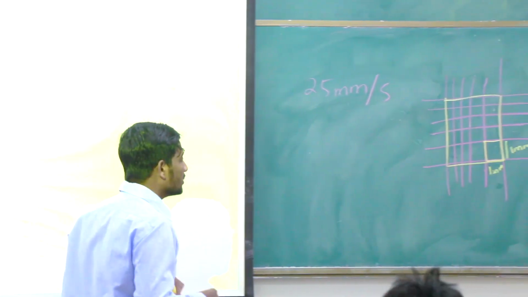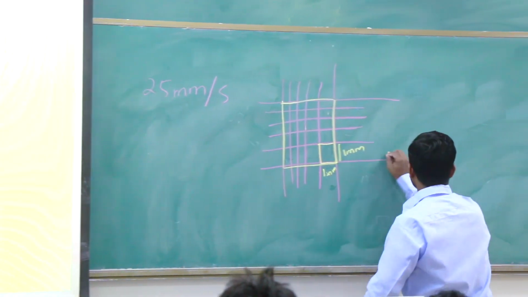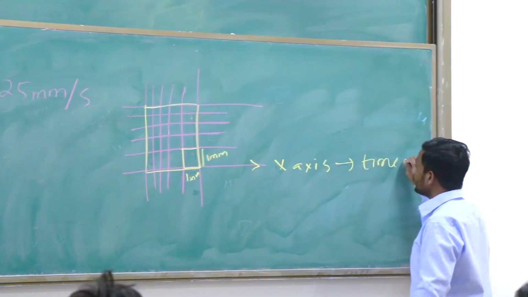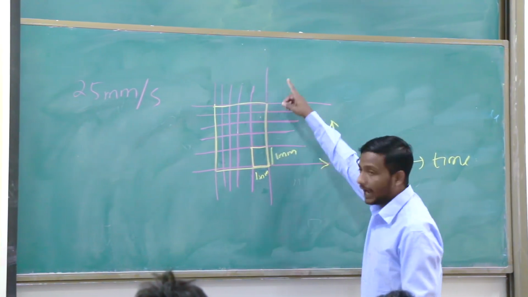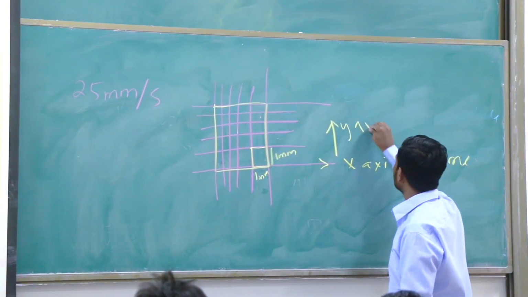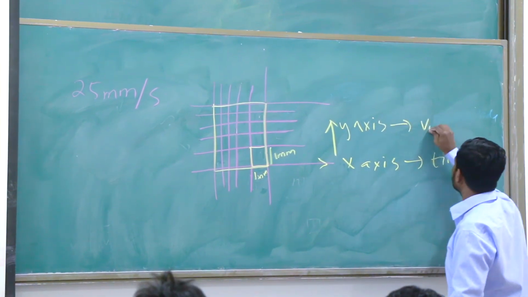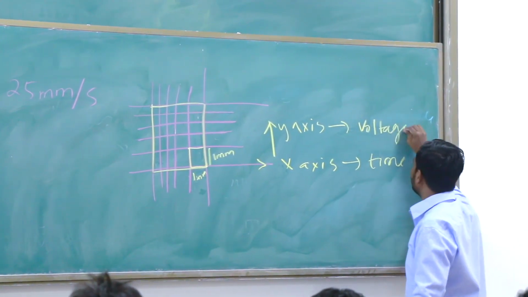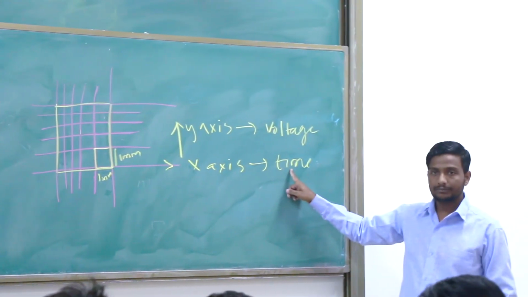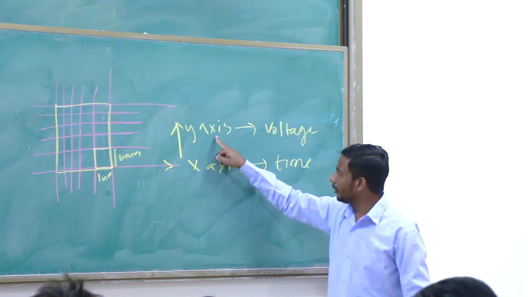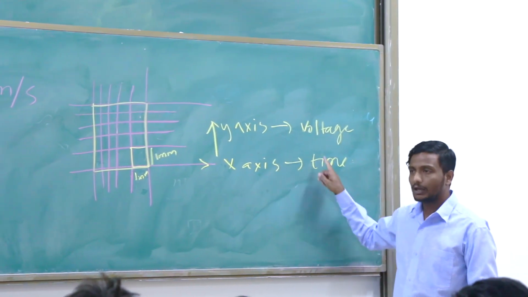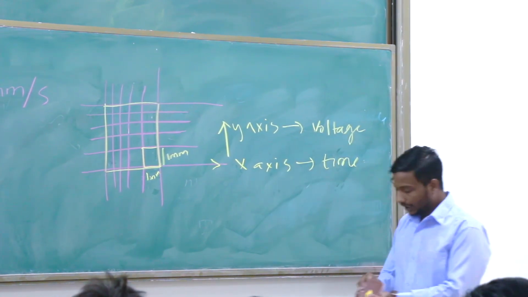When they are coming out, when the ECG machine records the current on this paper, they are going to always use this x-axis for the time, and they are going to use this y-axis, the height of this paper, for the voltage. The amplitude will give you the idea about the voltage, and the length will give you the idea about the time. So x-axis is for the time, and y-axis is for the voltage.